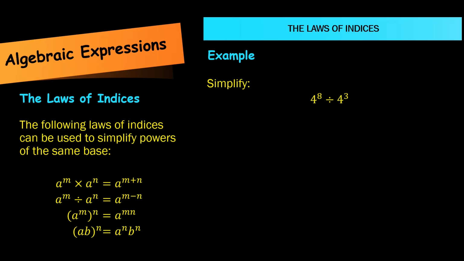Let's take a look at another example. Simplify 4 to the power 8 divided by 4 to the power 3. Since we are dividing two numbers with indices, we will be using the law highlighted on the screen. And again, since we are using the same base, we must subtract the indices, as shown. So we have 4 raised to the power 8 divided by 4 raised to the power 3 equals 4 raised to the power 5.